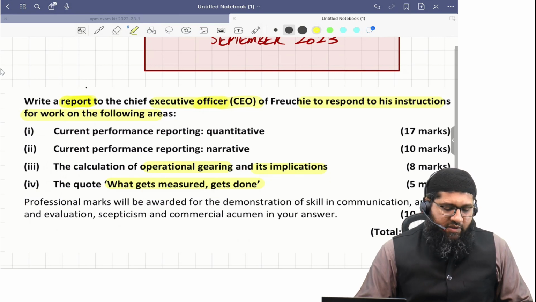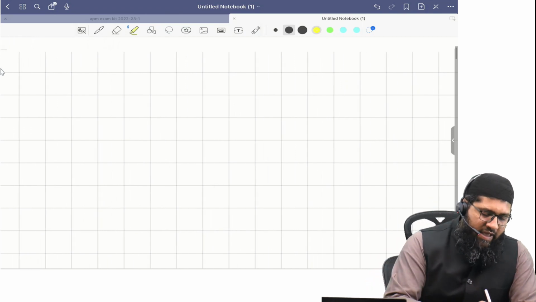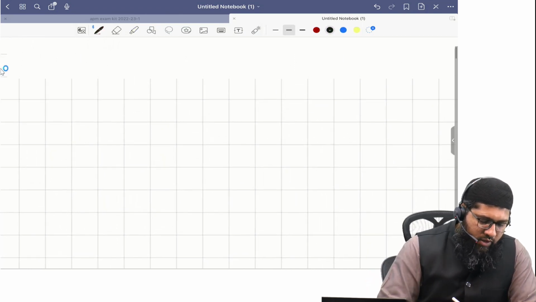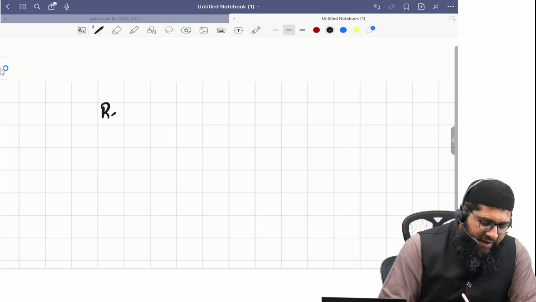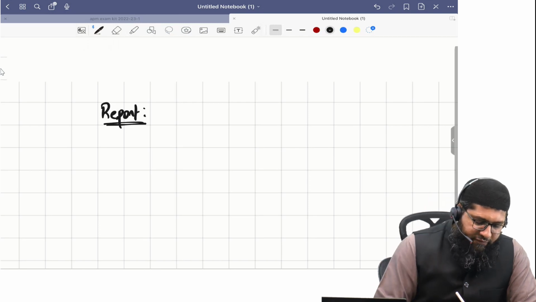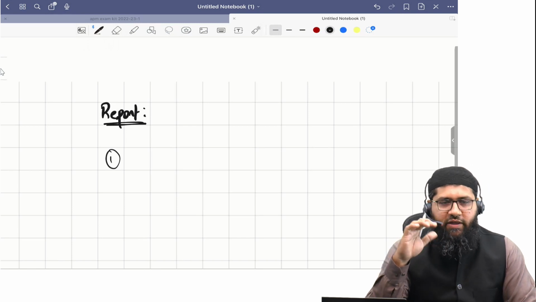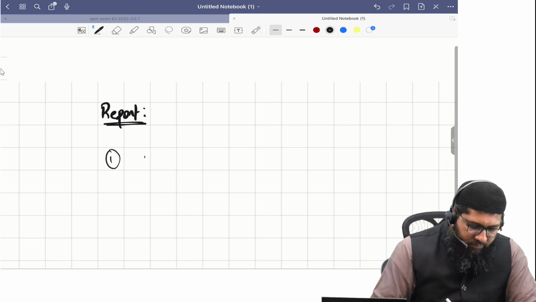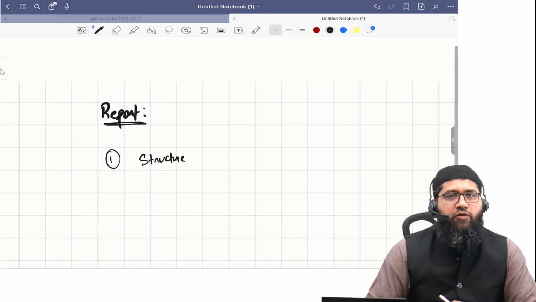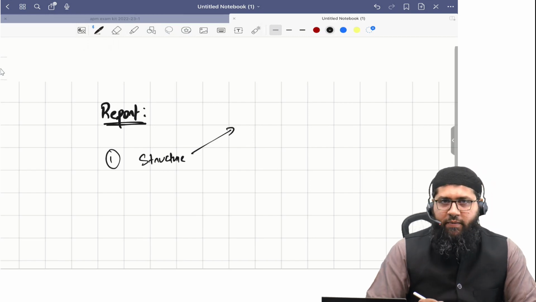Now, the first one of them is that you have to write a report. Always remember when the examiner says you have to write a report, how exactly we write the report is something we should focus upon and be well prepared for. The first thing with respect to a report is that you need to follow the report structure. What do we mean by the structure of the report?